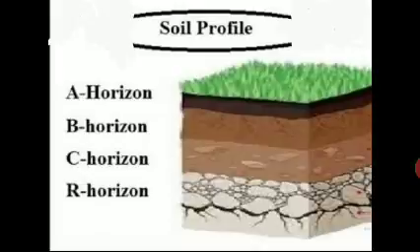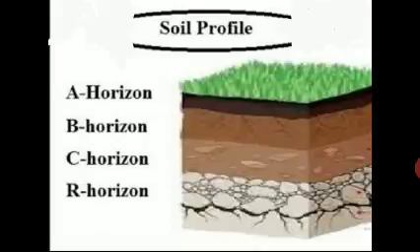Next is zone B. It lies immediately below zone A. It is a zone of deposition. It extends from a few centimeters to 100 centimeters thickness. It varies from zone A in color, structure, clay content, and organic matter. Organic matter is low. The grain size is rather coarse.